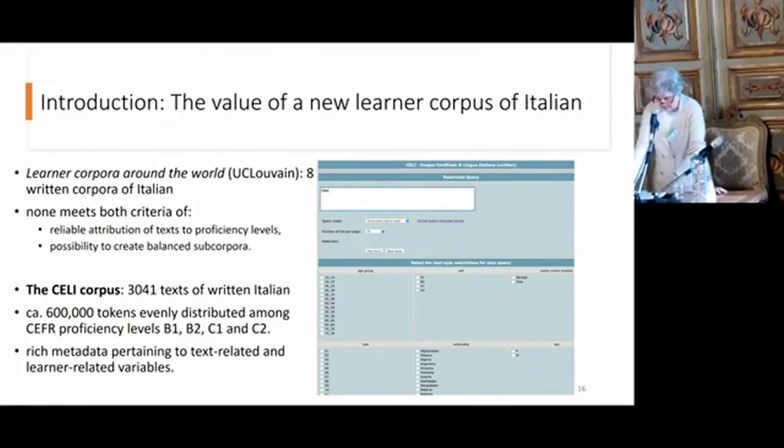This lack of these two combined criteria led us to plan the creation of a new corpus, the CELI corpus, which is a learner corpus including more than 3,000 texts. It's not a huge corpus. We hope it is a well-balanced and well-designed corpus, and we also hope it will be a very useful corpus. It's available online to the scientific community, and it also contains rich metadata pertaining to both text-related and learner-related variables.